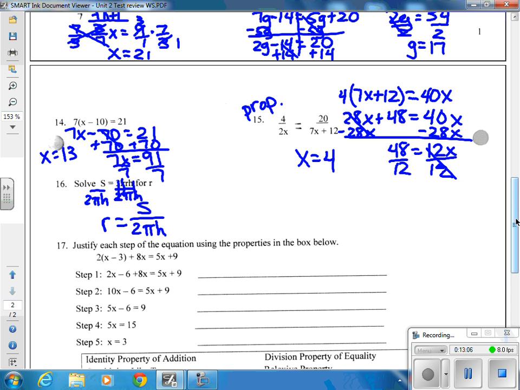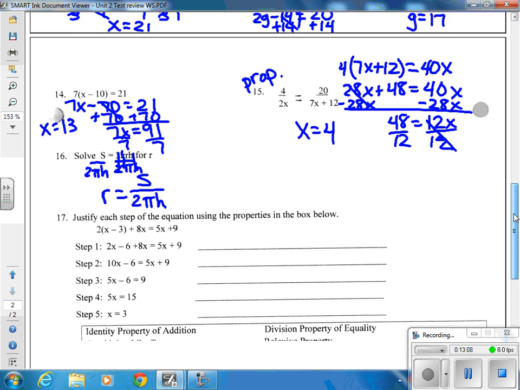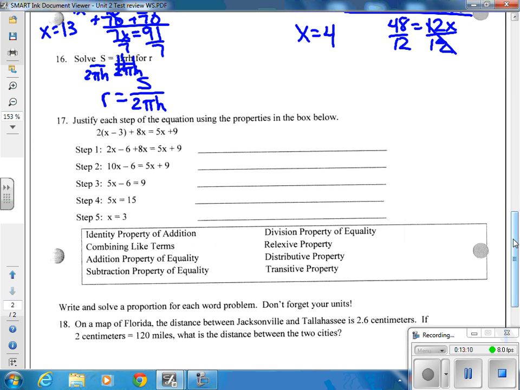Okay, 17, you are using the properties listed in the box to justify each step of the equation. So the first one is your given. From the given to step 1, what was happening was the distributive property. You should all recognize that very quickly and easily. The second thing that was done from step 1 to step 2 was like terms were combined. So this is where, based on what's in our box, we choose combine like terms.